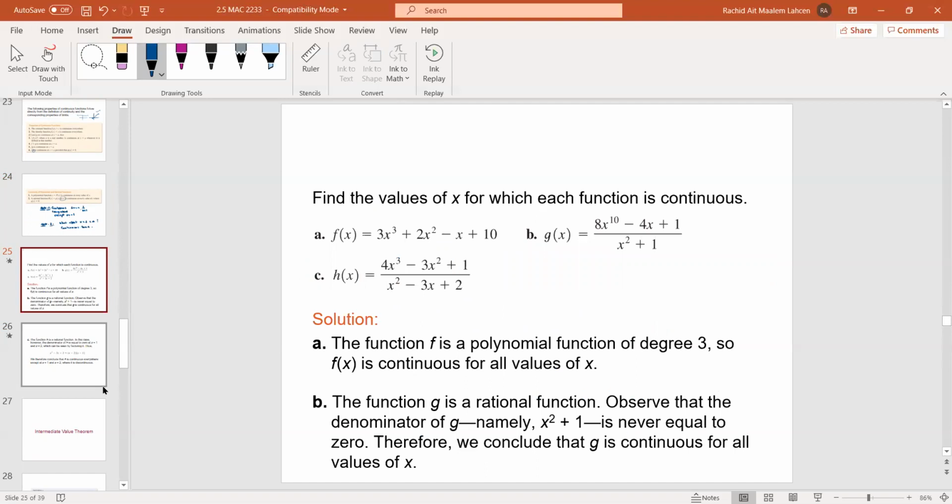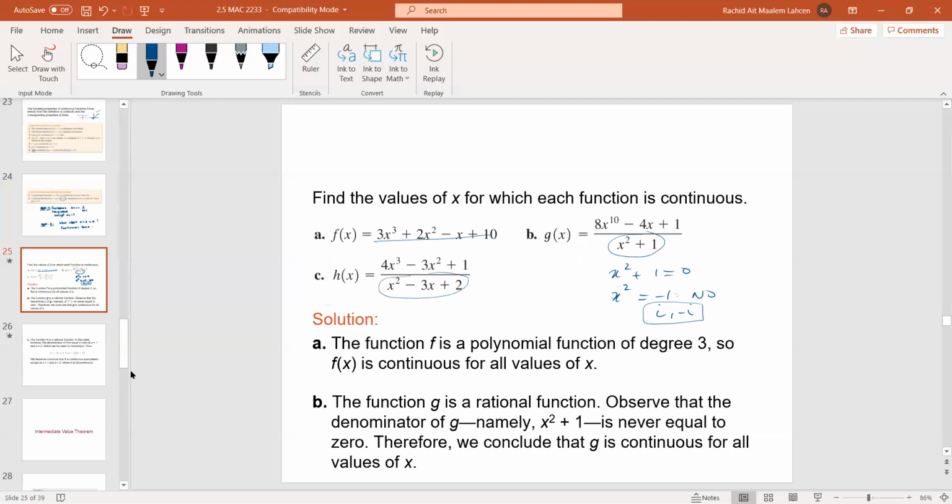Some examples: polynomial, continuous everywhere. Watch for this. This cannot be equal to 0. So that's how you investigate. Can this equal 0? No, because x squared cannot be negative. This is supposed to be i and negative i, which are not real intercepts, right? So no, it's continuous.